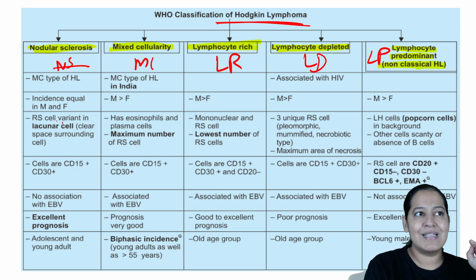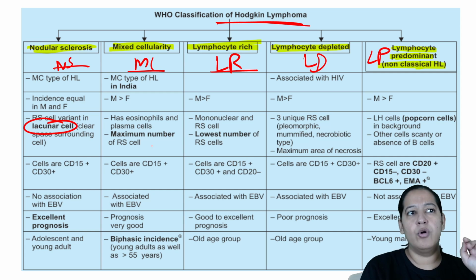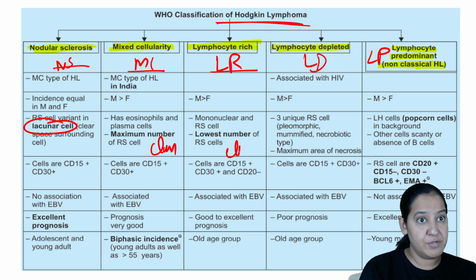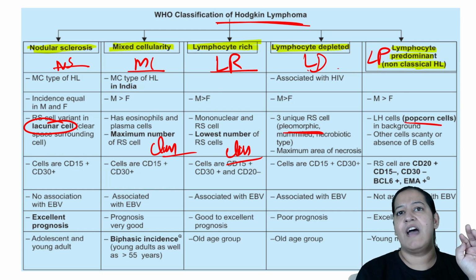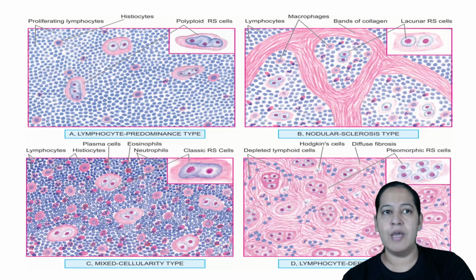Nodular sclerosis has lacunar type of RS cell. Mixed cellularity and lymphocyte rich both have classical RS cells. The image I showed was for the classical owl eye type. Lymphocyte depleted has pleomorphic type RS cells and lymphocyte predominant has popcorn type of RS cells. So you should know the image of all of them.